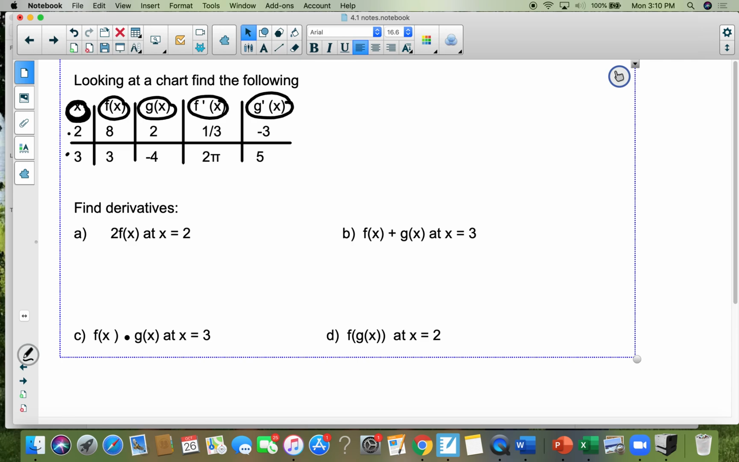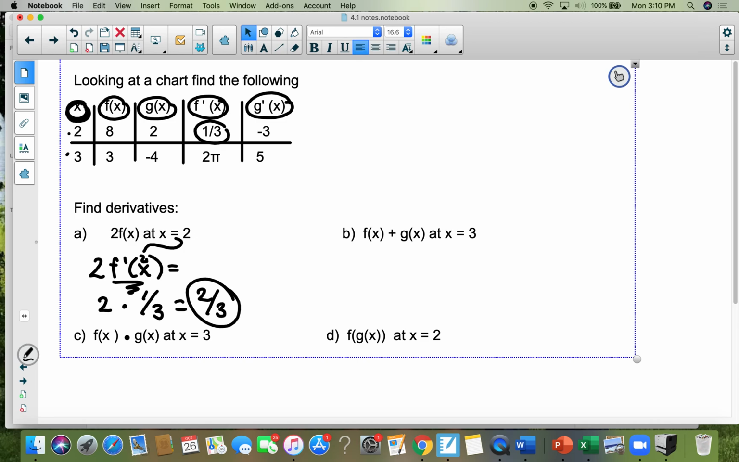So they want you to find the derivative of 2f of x. So the 2 just carries down, and the derivative of f of x is f prime of x. So at x equals 2, f prime of x at x equals 2 is 1/3. So you're going to replace this with 1/3, and you're going to multiply it by 2. So your final answer is 2/3.